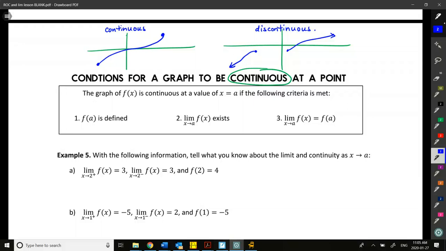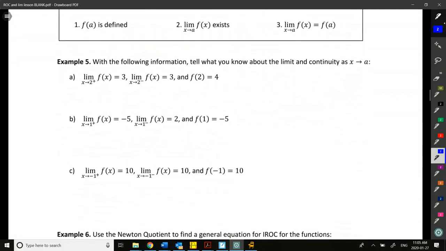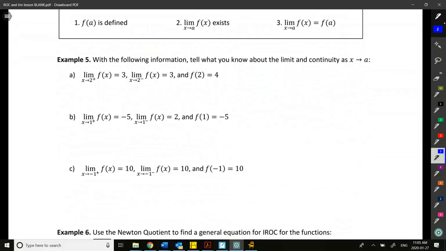But what we're actually going to test is continuity at particular points on the graph. If I have information about the limit and information about the function as well, I should be able to decide if a function is continuous or discontinuous at that single x value that we're exploring. So I'm going to give you the answers for this, and you're going to tell me why I'm giving you certain answers. This is asking what information you know about the limit and what information we know about continuity.